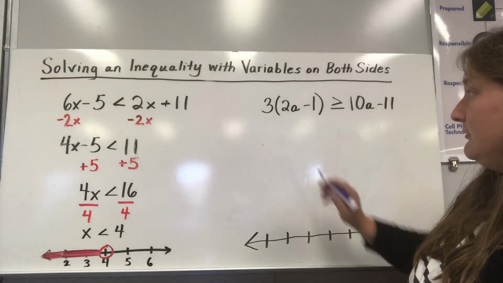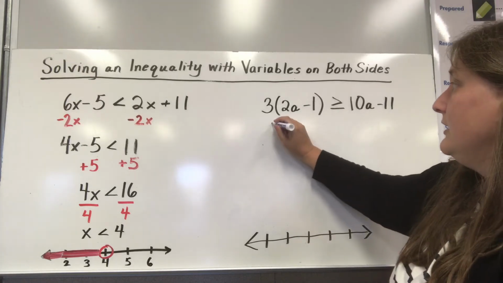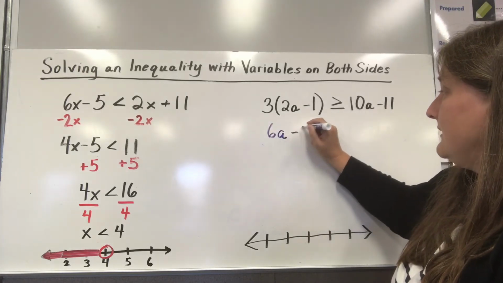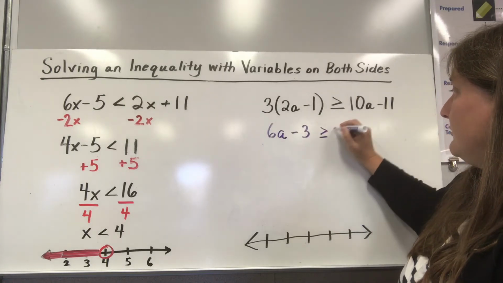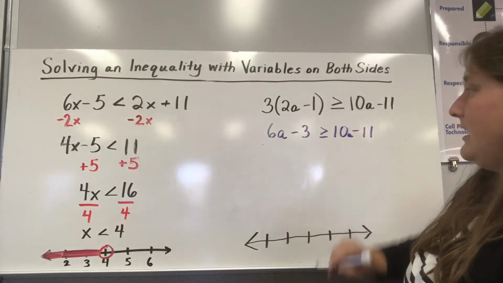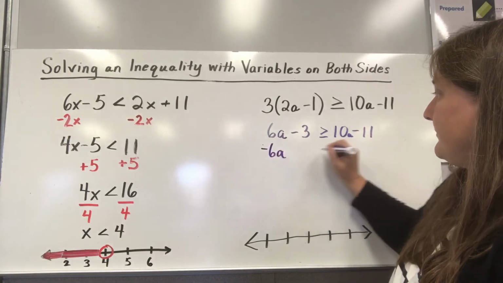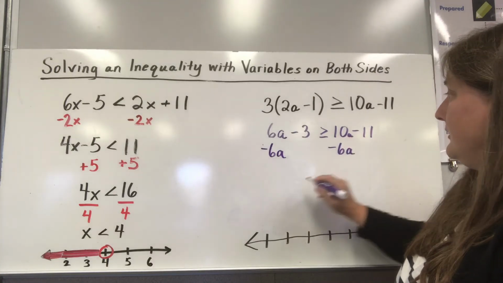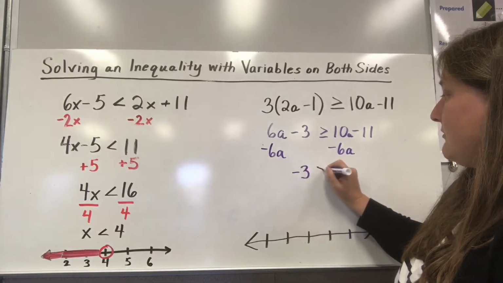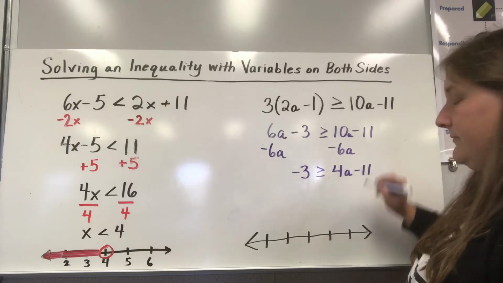So the first thing I'm going to do is distribute here in order to simplify this side of my inequality. So I get 6a minus 3 is greater than or equal to 10a minus 11. Next thing I'm going to do is subtract 6a from each side. So I'm left here with negative 3 is greater than or equal to 4a minus 11.